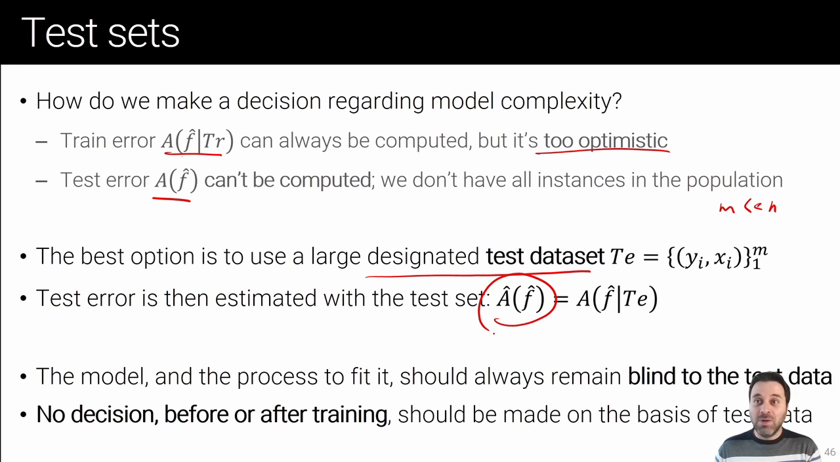The training process never looks into that test data. It's something that we use only at the very end, when we have the model, to see how well it works. And so the model and the process to fit it should always remain blind to the test data. Why?